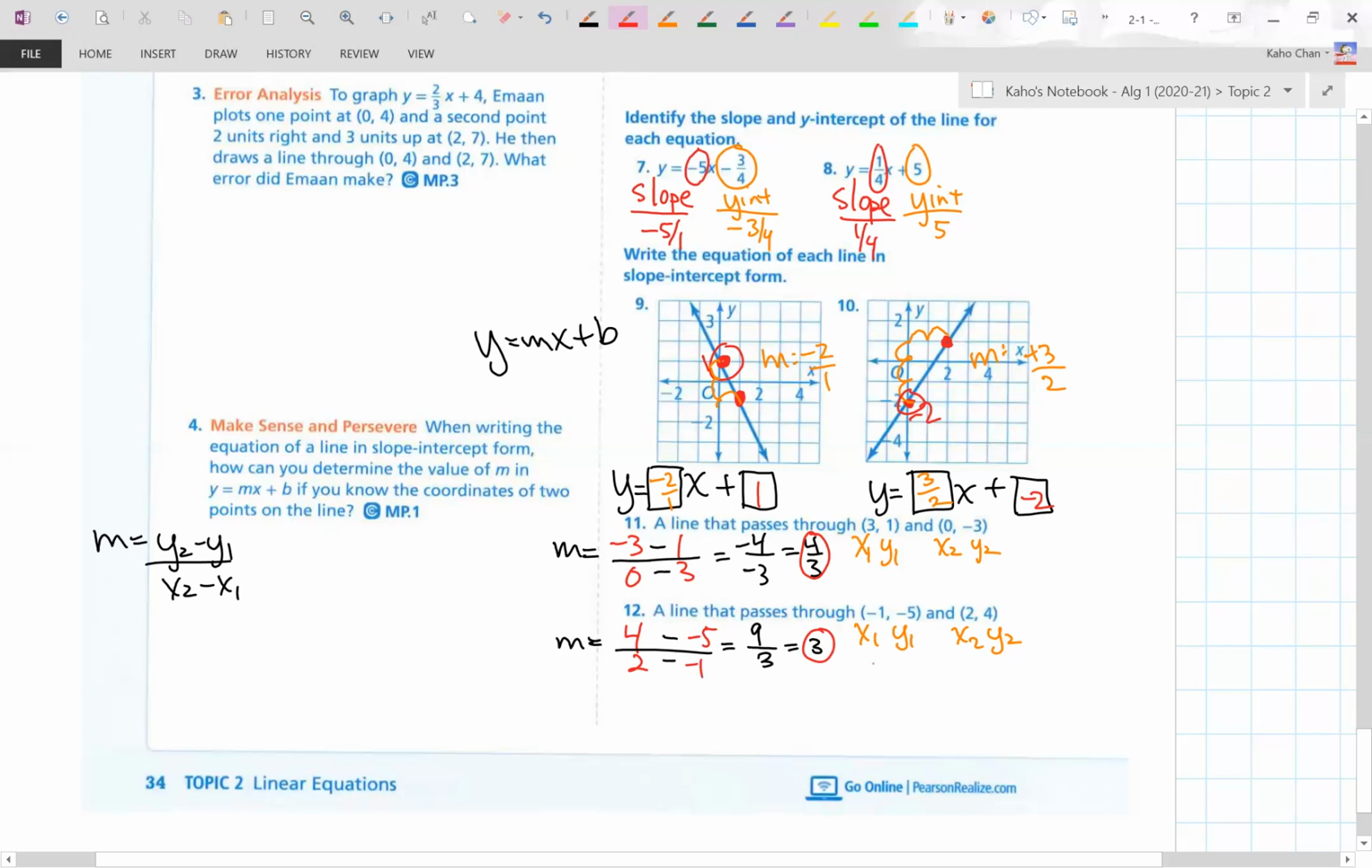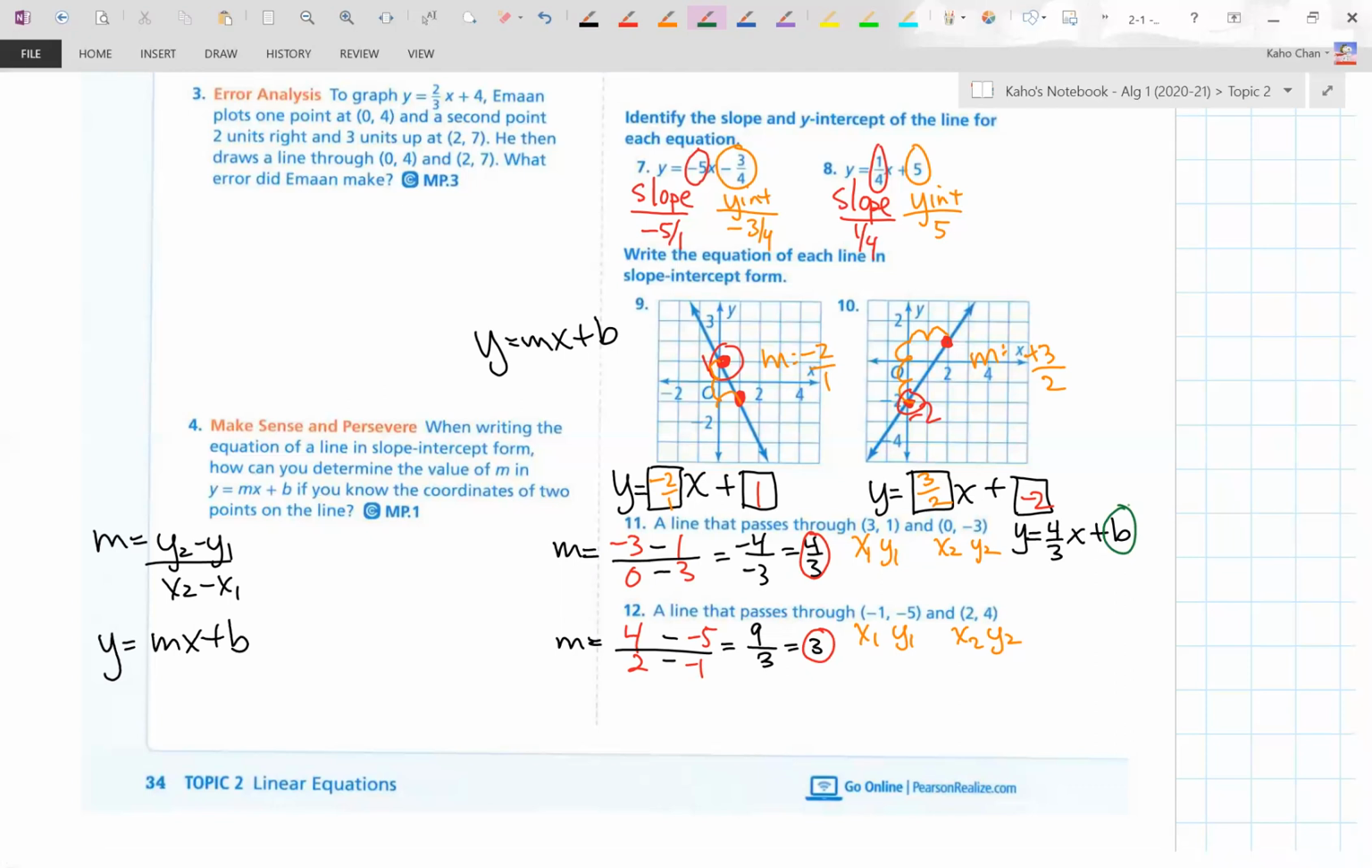To find the y-intercept, I need to use the slope-intercept form. Let's do that for number 11 first. Here we go. y equals the slope we just got, 4/3 x plus b, the second variable we're trying to figure out. To do that, I need to plug in something for x and y. We have 2 choices. One of the choices stands out very easily, and that makes my life so much easier. I don't have to deal with fractions. 0, -3 would be a great point to plug into my equation to solve for b.